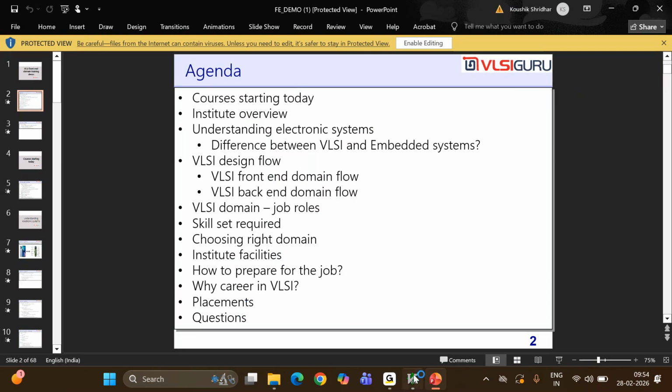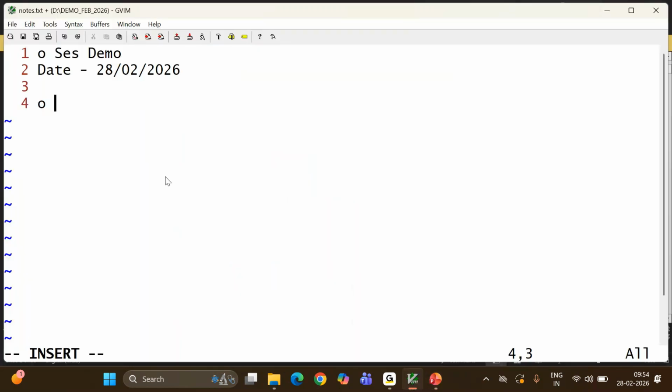The course starting today is front-end training for freshers. You might also come across the names functional verification training or design verification training; all are one and the same. Along with that, we'll be starting physical design, PD. It is actually back end; PD is part of the back-end flow.